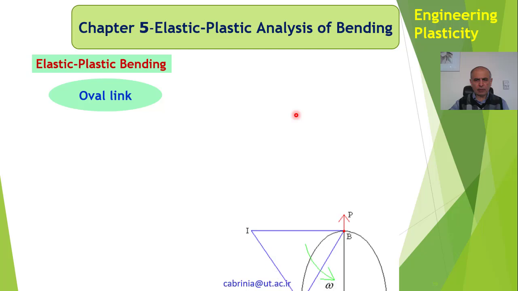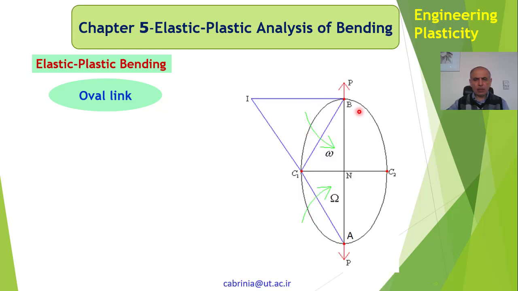Now, how do we do that? First of all, we must consider this as a mechanism. These blue lines that I have drawn are not part of the link, but just drawn to show the geometry. Now, that's C1b and C1a. If I continue this over here, I find point I, which is the instantaneous center of these points.